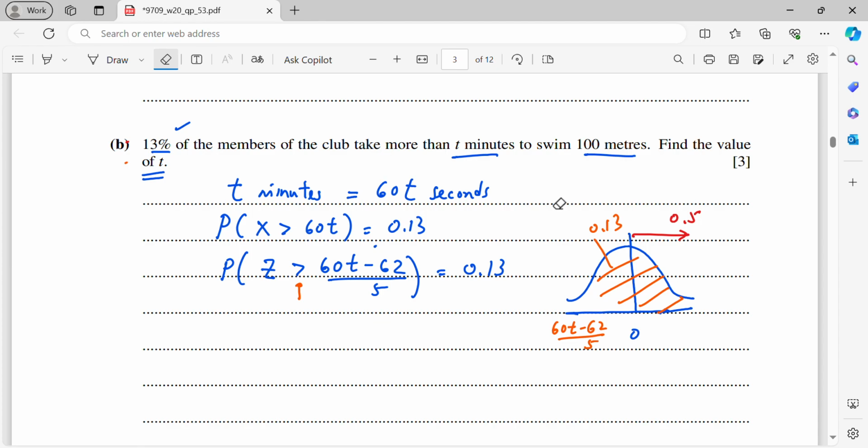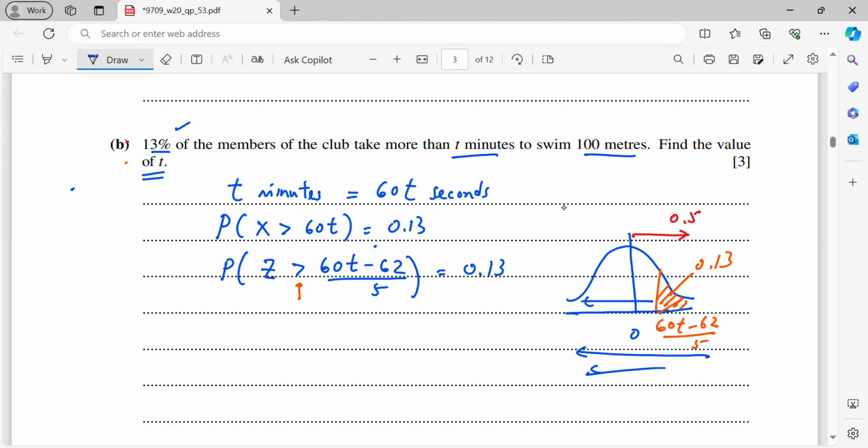Therefore, now I need to change my line. My line should be on the right hand side. Obviously it's on the right side. Then here is 0.13. So this is 60T minus 62 over 5. Since my line is on the right side, this is positive, so now my region to the left side here will be 0.87. So from here I will say P(Z less than 60T minus 62 over 5) equals 0.87.